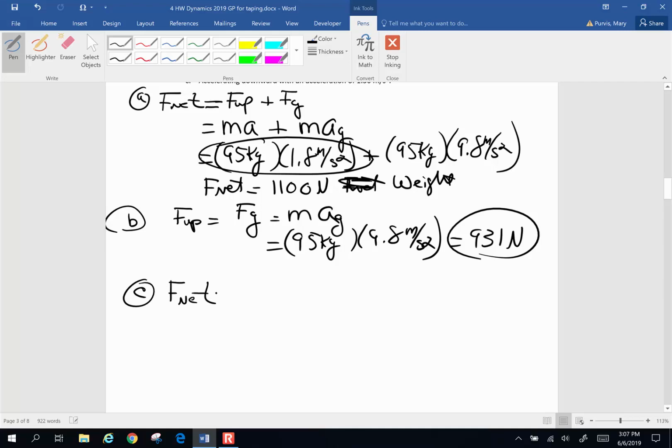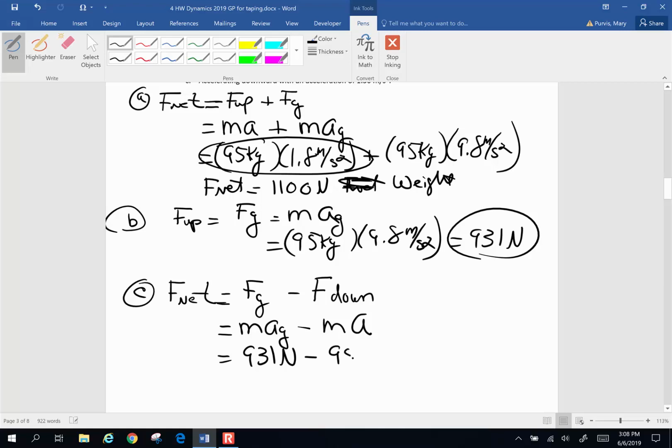Now for part C, when they are just starting to go back down again, the net force on them is going to be the force of gravity minus a fraction of their weight that is no longer supported by the elevator. They have to be accelerated in a downward direction. So minus the force of acceleration in the opposite direction so that they are no longer supported. So this is going to be mass times acceleration of gravity minus their mass times that negative acceleration of the elevator. So we already know force of gravity is 931 newtons minus their mass, 95 kilograms.